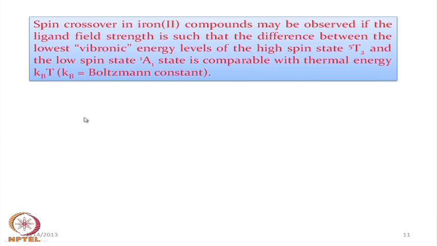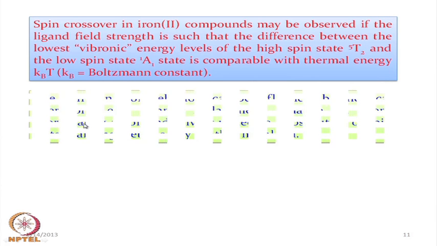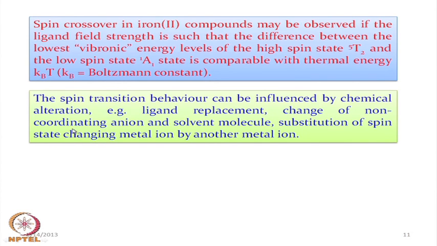So, when these two states mix up and when one is of lower energy than the other, we can change the situation from one state to the other. Then the spin transition behavior can be influenced by chemical alteration. We all know that the ligand replacement, the change of non-coordinating anion, the solvent molecule, substitution of the spin state changing metal ion by another metal ion. So, these are the things we can use to control the spin transition, whether we will be getting the high spin molecule or the low spin molecule.